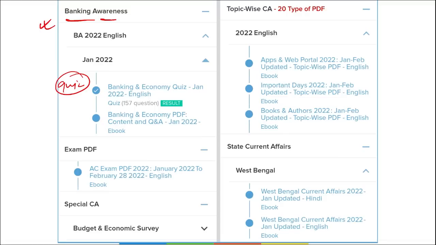Apart from this, topic wise, for example, there are multiple questions that are related to obituaries, important days, who won which event, who was awarded which award. So all these topics that are related to your GS or GK, such as apps and web portals, important days, books and authors, the new applications that were launched, new government schemes that were launched by the government, or your international affairs or national affairs.